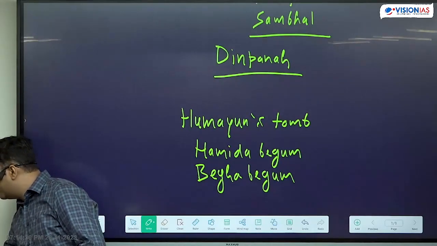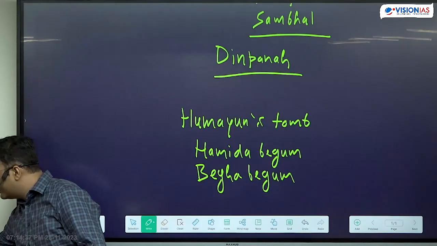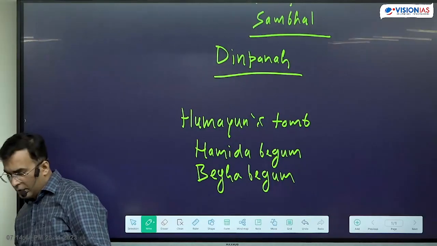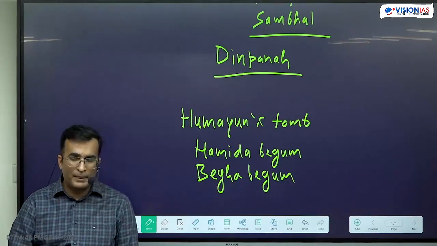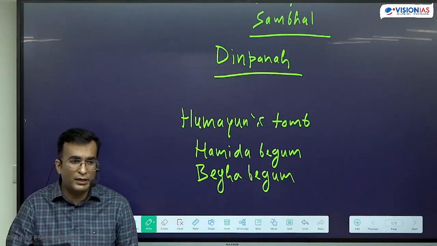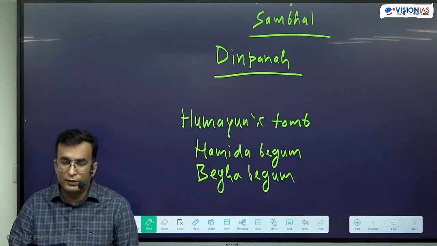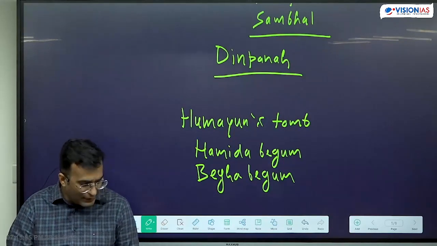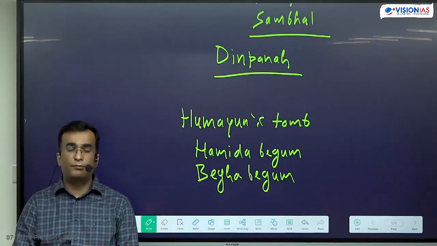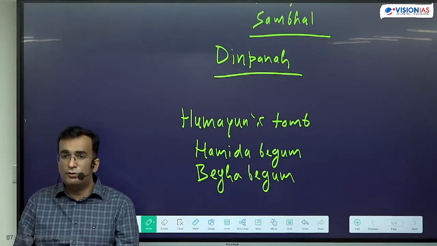This building is considered as the perfect balance of arch and dome construction, and the best blend of red sandstone and white marble.